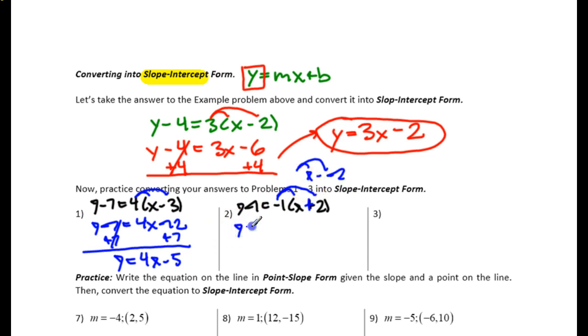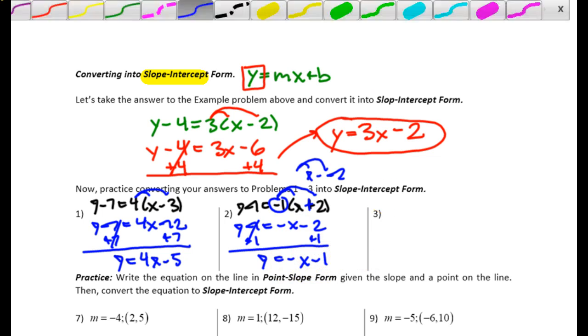Alright, so y minus 1 on the left side equals, I'm distributing a negative 1. Negative 1 times x is negative x. If you put negative 1x, that's fine. Negative 1 times positive 2 is negative 2. Solve for y again, adding 1 on both sides. Those are gone. Y equals negative x minus 1. So the slope is negative 1. The y-intercept is negative 1.